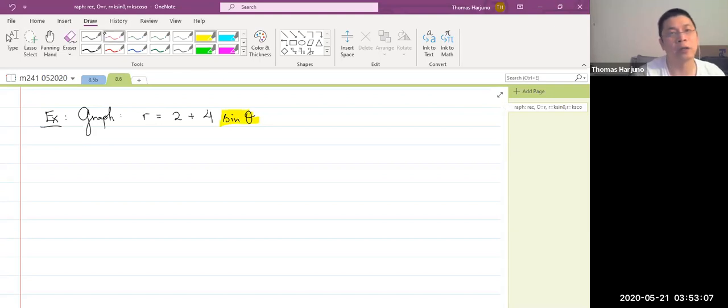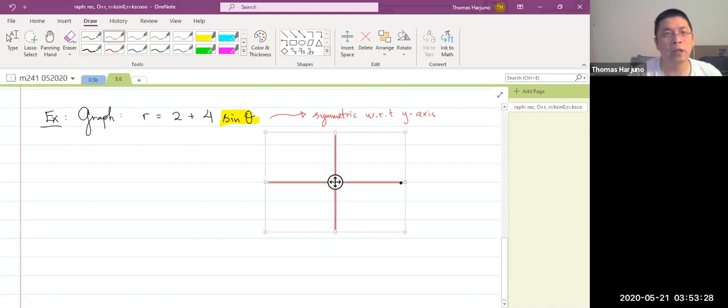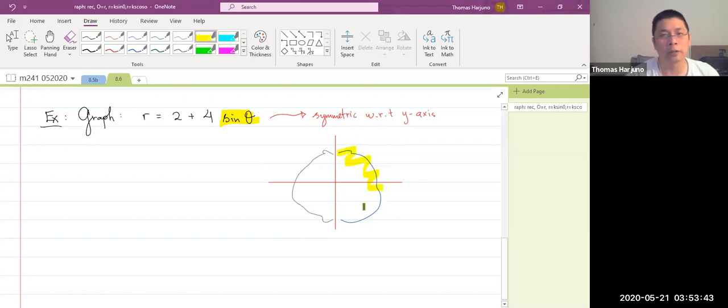There's no cosine theta here, and no theta also. It's only sine theta. So then we will see this is symmetric with respect to the y-axis, as if we will just graph the one on the right-hand side, and later on we will copy paste that. You see? Okay. Now then, how do we graph the one on the right-hand side?